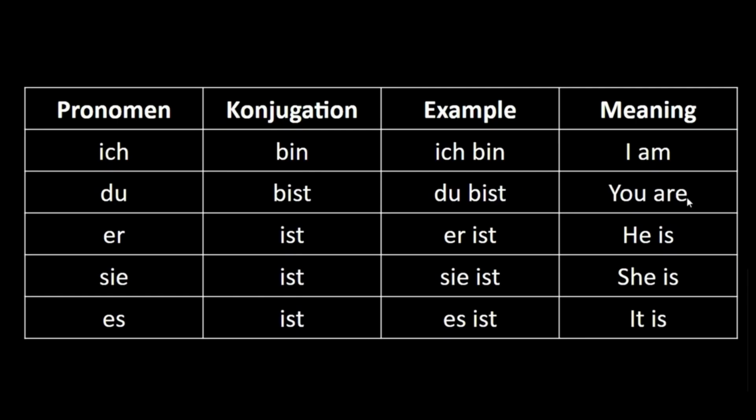If you want to say you are, you write du as the subject and then bist. Du bist, you are. If you want to say he is, er ist is the conjugation of the verb sein. Ist means he is. Similarly, she is is written as sie ist. It is, es ist. Let's repeat.